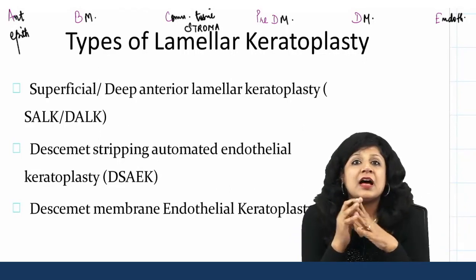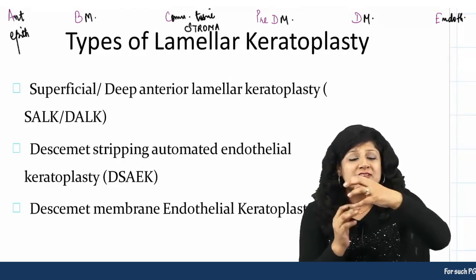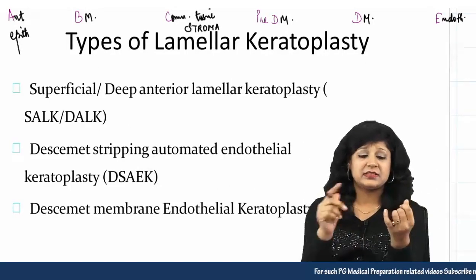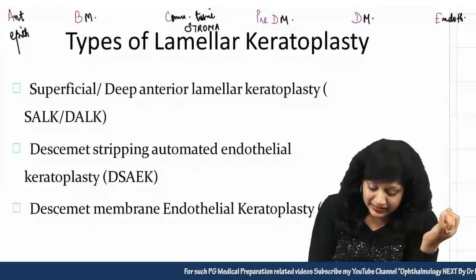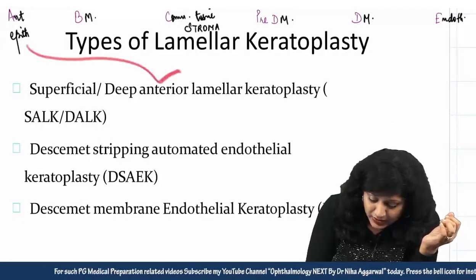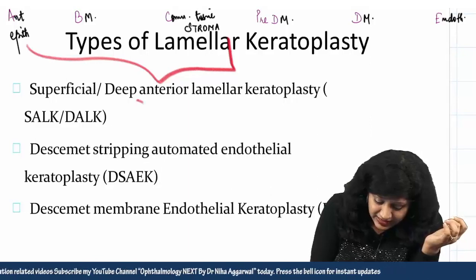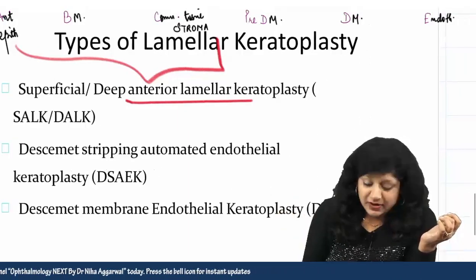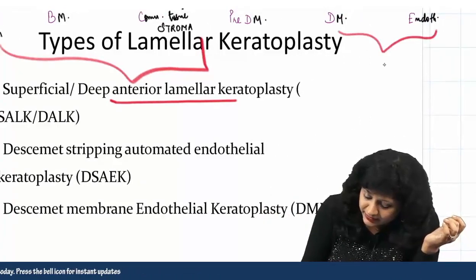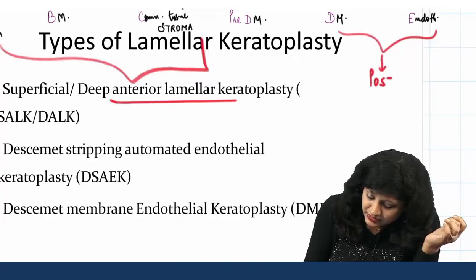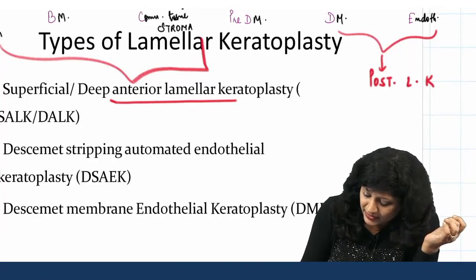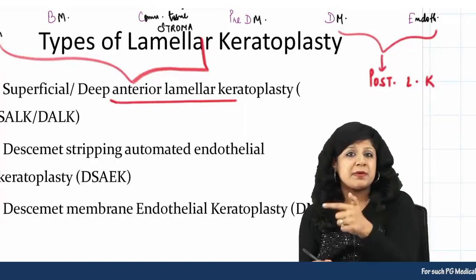Okay, now whenever we are involving just the anterior layers, the epithelium, the Bowman's membrane and the stroma, this will be your anterior lamellar keratoplasty. While when we are involving the posterior layers, this will be your posterior lamellar keratoplasty. So ALK and PLK first thing.